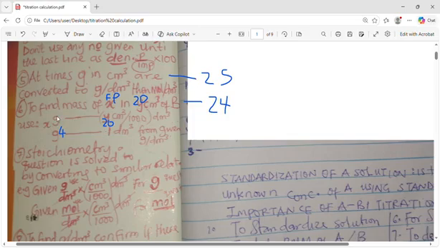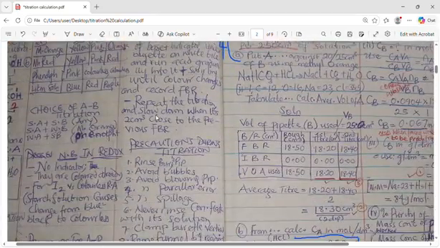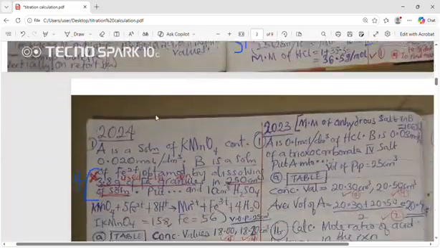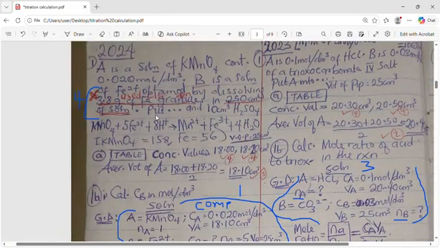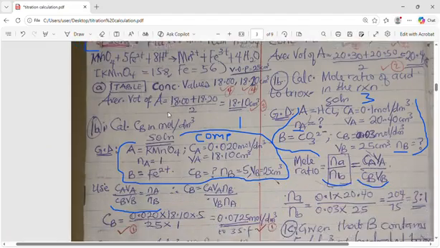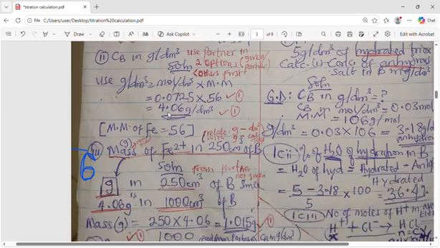Where can we see this? Like in question 2024. So let's check out for it in 2024. So this is 2024. Let's look at where they say we should find the mass of iron. Look at it: find the mass of iron in 250 cm³ of B. What will you first do?